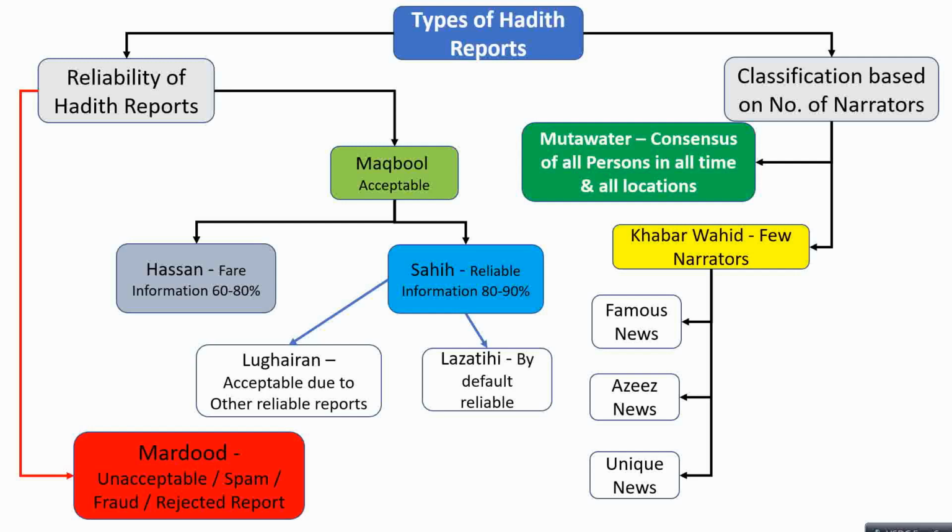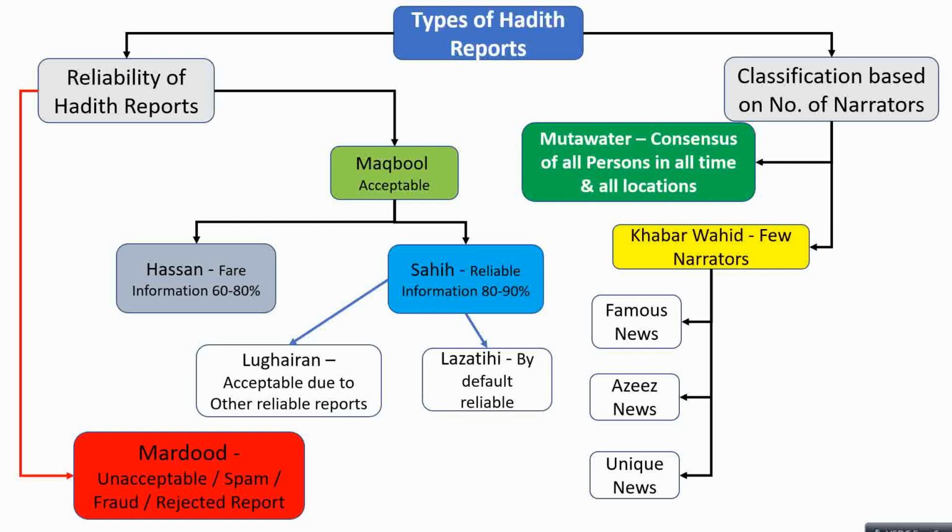And Hasan is also mentioned. Fair information means from 60 to 80%, like this. That's okay, reliable, okay. But it may be weak, with some unique things.